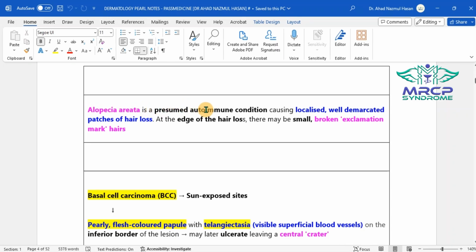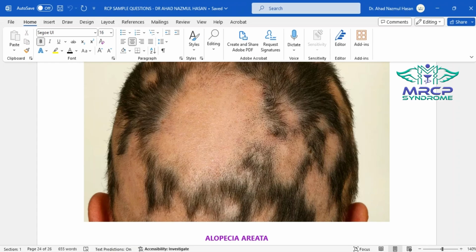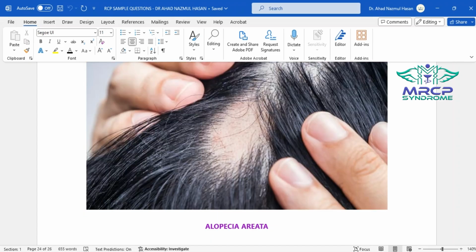Alopecia areata is a presumed autoimmune condition causing localized, well-demarcated patches of hair loss. At the edge of the hair loss, there may be small broken exclamation mark hairs. This is the pictorial of a patient with alopecia areata. You can see non-scarring, localized, well-demarcated patches of hair loss. There are no features of scarring, and there is a well-demarcated margin.